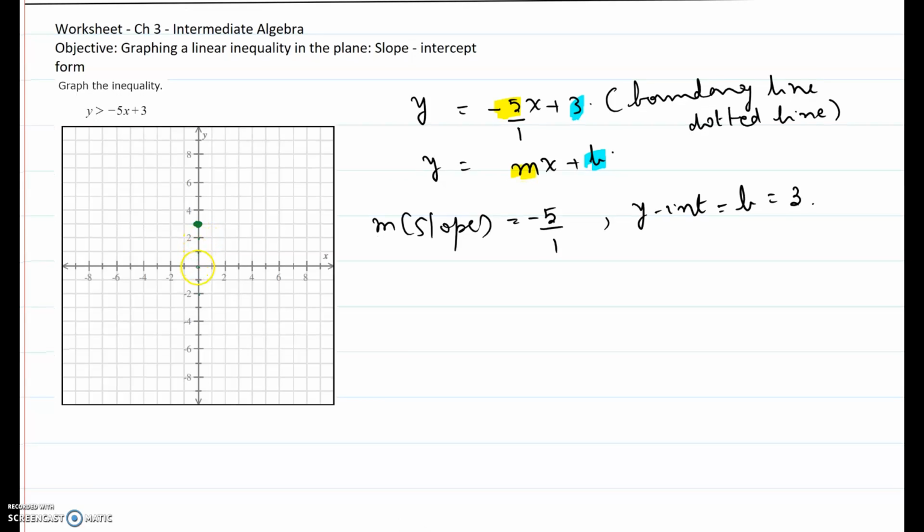So 1, 2, 3, 4, 5. So we are here. And then you run 1 unit, which is moving forward 1 unit, which is this point. So we have this point and this point. We are going to connect them by a dotted line.